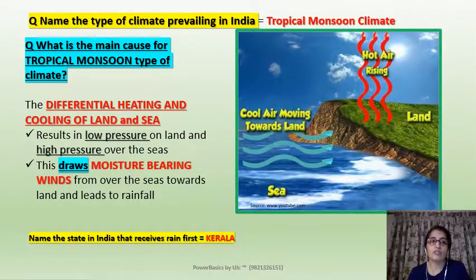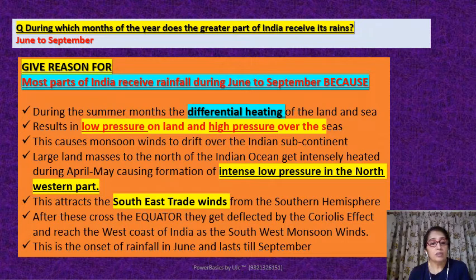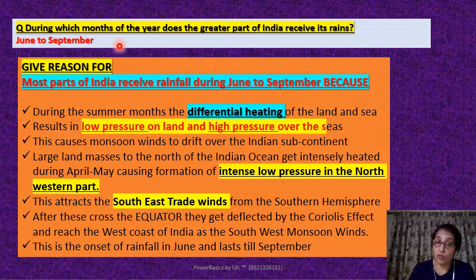Okay, let's go forward. During which months of the year does the greater part of India receive rains? June to September. So the question is, give reasons why most parts of India receive rainfall during June to September. Why is it at that point of time? Why don't we have this tropical monsoon some other time of the year?